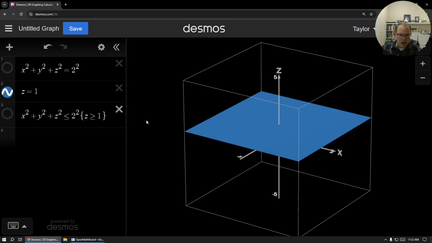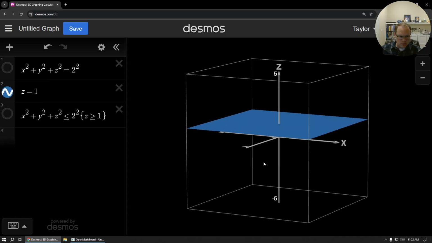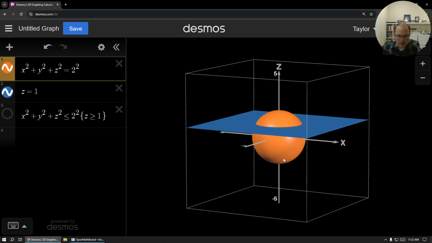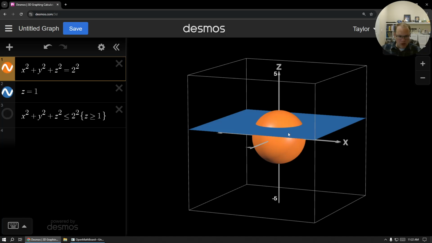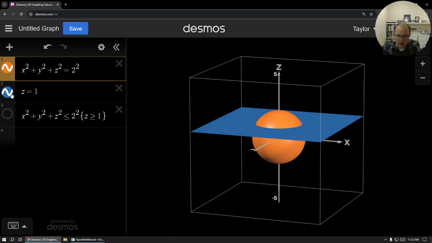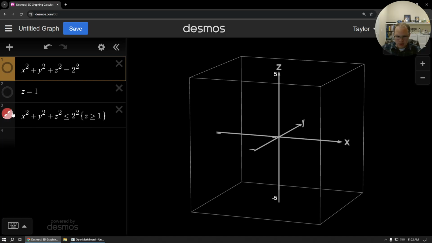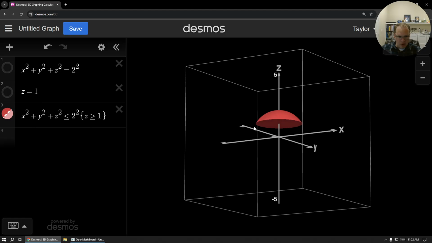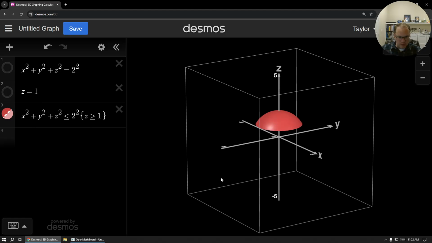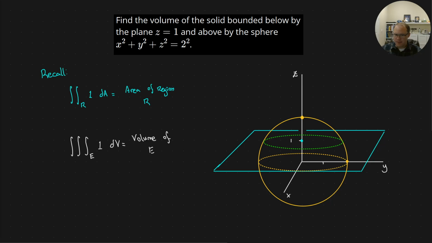So we have the plane z equals 1, and then we have this sphere. And we want the region, that little part of the sphere that's cut off by the plane, so that the region is bounded below by the plane and above by the sphere. So we get this. We want the volume of this region. Okay? All right.